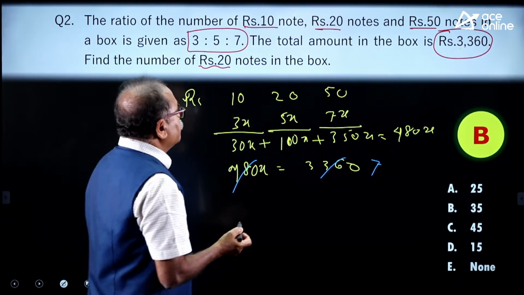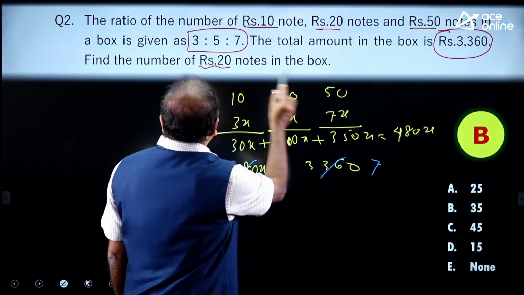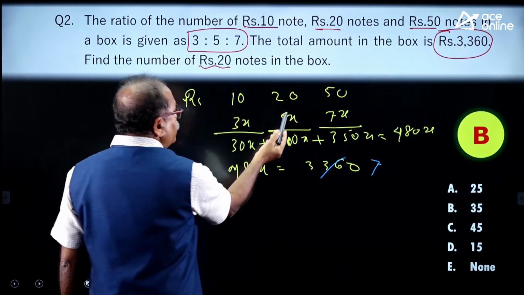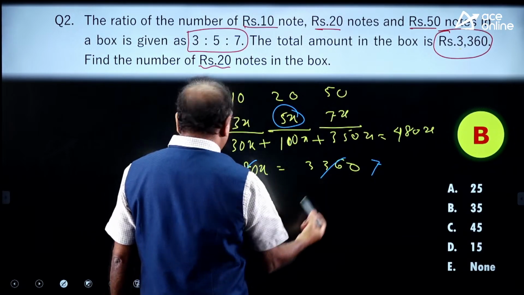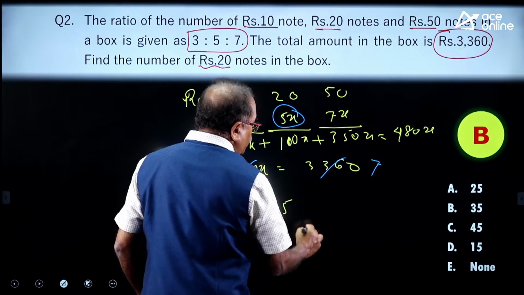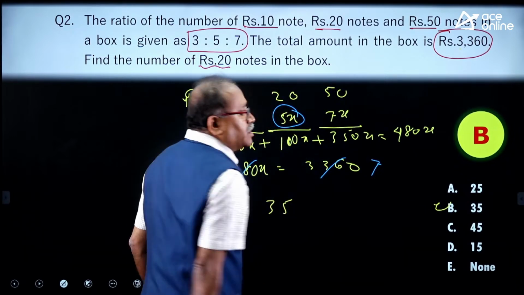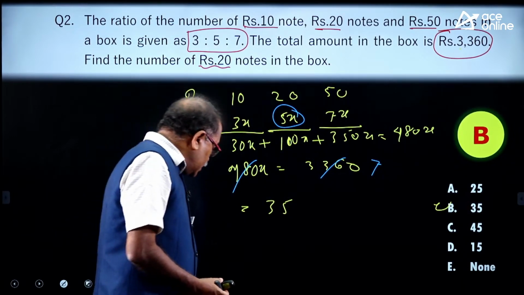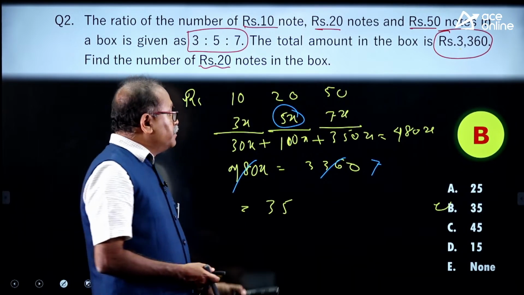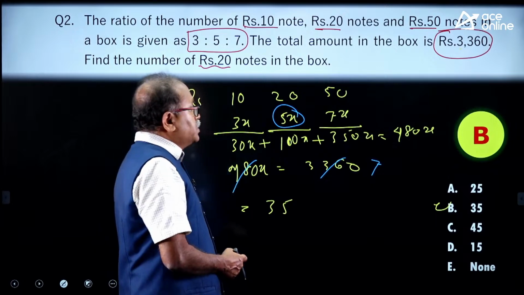And you are asked to find the number of 20 rupee notes. The number of 20 rupee notes is 5x, and 5 times 7 is 35, which should be your answer, my dear friends. Hope you are right. Option choice B. Did anyone respond? No, I didn't see anyone respond over here. Let's move on to the next question.